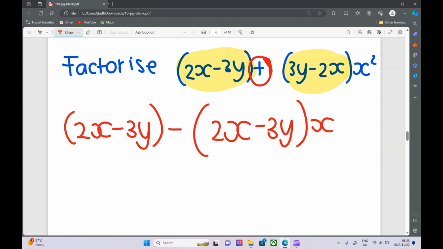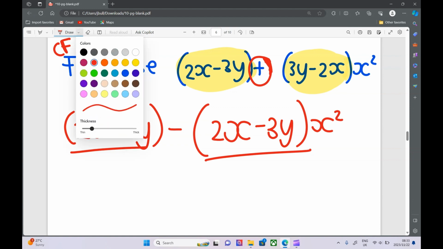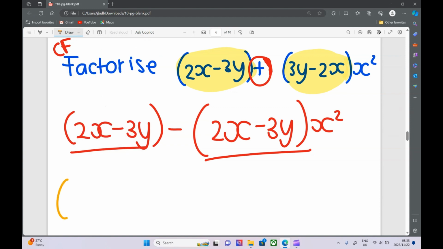Okay, so we are left with this. Now we actually do have a common factor. If we run through our list, for common factor, this whole bracket is a common factor. So we are going to take out that bracket as a common factor. So 2x minus 3y is our common factor. We've just got to check what's left. In front of this term, there's nothing. So there's actually a 1, but we just don't write it. So all that's left there is 1.